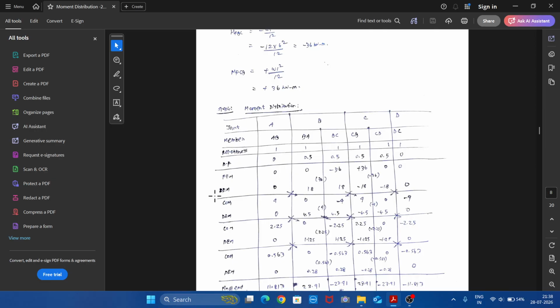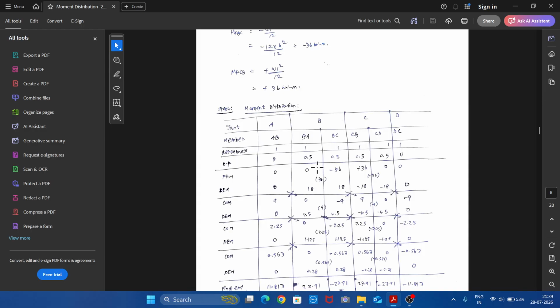For distributed end moment, consider every joint. If you consider joint A, the moment is 0 and the distribution factor is also 0, therefore the moment to be distributed is 0. When you come to joint B, we have 0 minus 36. So the unbalanced moment is 36. If you apply plus 36, then it will become 0. Therefore 36 is the balancing moment.